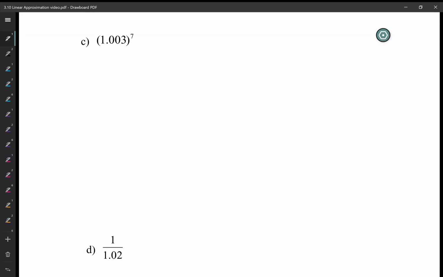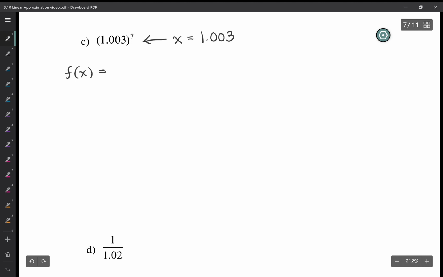Now we will approximate 1.003 to the 7th power. Here x is equal to 1 3/1000. So f of x is equal to x to the 7th power. And we'll find the linear approximation about a is equal to something close to 1.003, but easier to raise to the 7th power, which would be 1. F of 1 is equal to 1 to the 7th power, which is equal to 1.